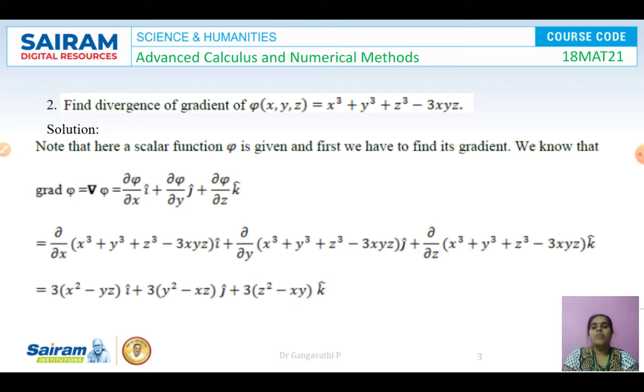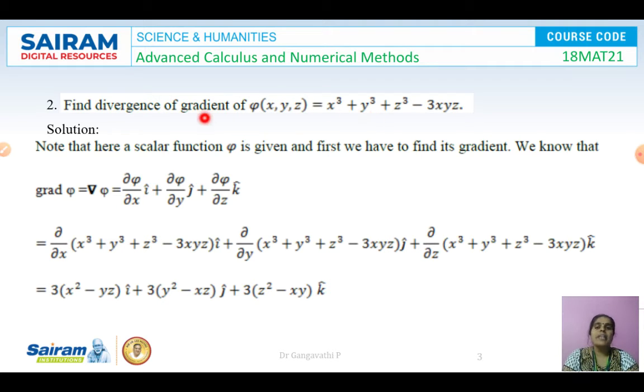Look at the second problem. Find the divergence of a gradient of phi of xyz which is given by x cube plus y cube plus z cube minus 3xyz. So understand the question. Find divergence of grad phi. So we all know that divergence is applicable on a vector field. So gradient is applicable on a scalar field. So given phi is a scalar.